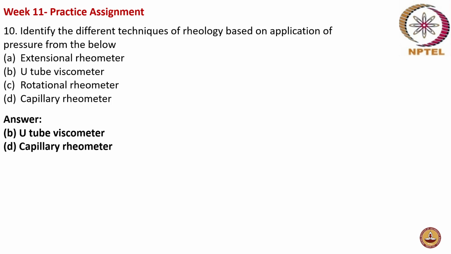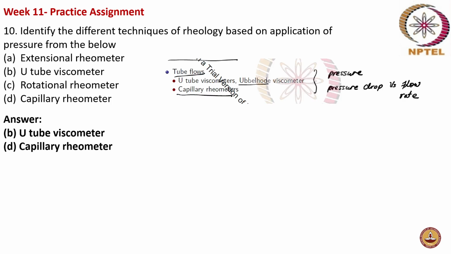We already saw in one of the previous questions that capillary rheometers are based on Poiseuille flow, which is nothing but pressure-based flow. So capillary rheometers are based on pressure-based flow, and similarly the U-tube viscometer is also based on pressure-based flow. This is from the lecture: tube flows are pressure-based, or pressure drop versus flow rate. Because of the pressure drop, there is a flow. In the U-tube viscometer, the Ubbelohde viscometer and capillary rheometers, you have a pressure-based flow.